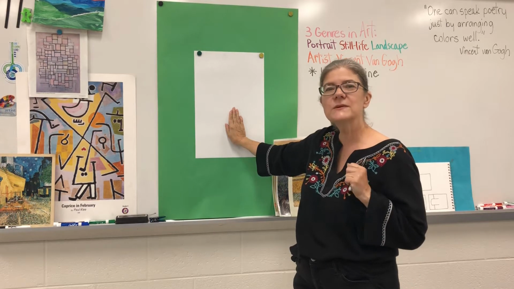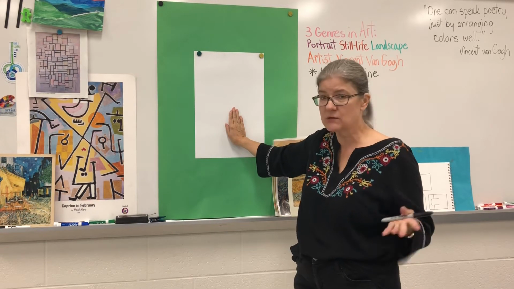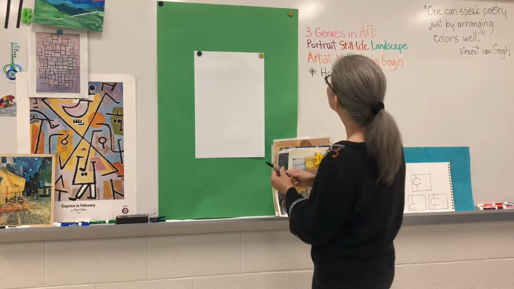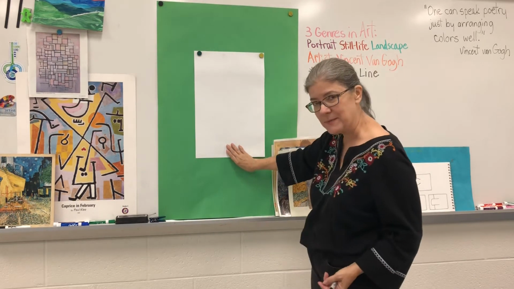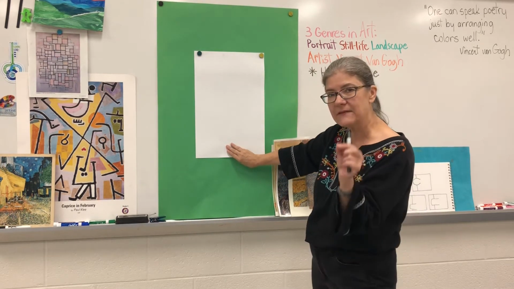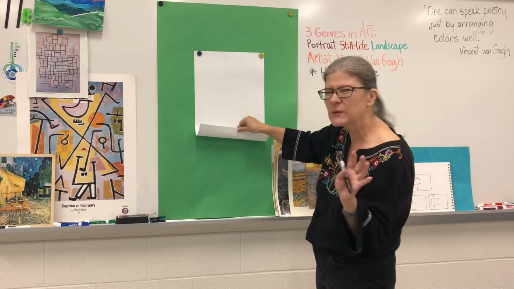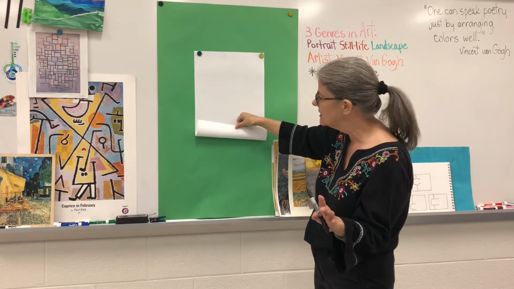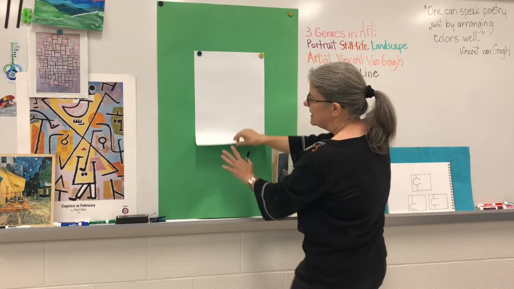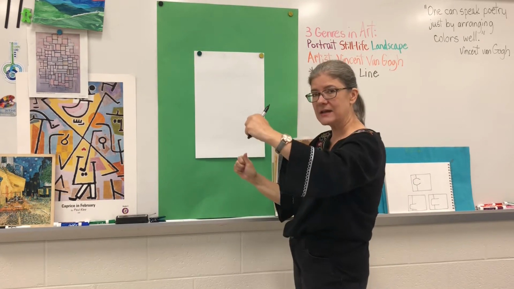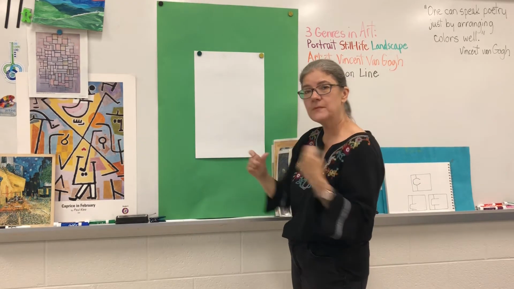Now, I want to show you a little trick for making a straight line. You don't have to do this, but I take the paper at the bottom and I fold it up just a little bit. I don't really fold it, I just kind of roll it. I don't want to make a crease here. Now, if you need to turn your sketchbook sideways to pull that paper up, you can do that.